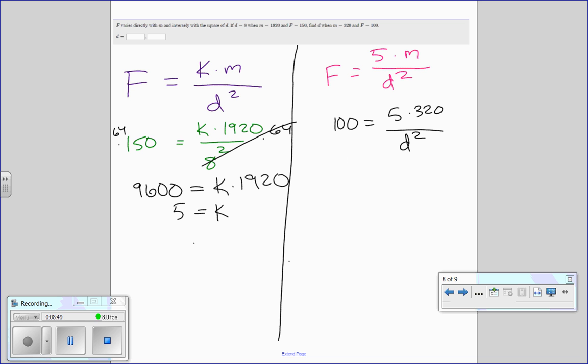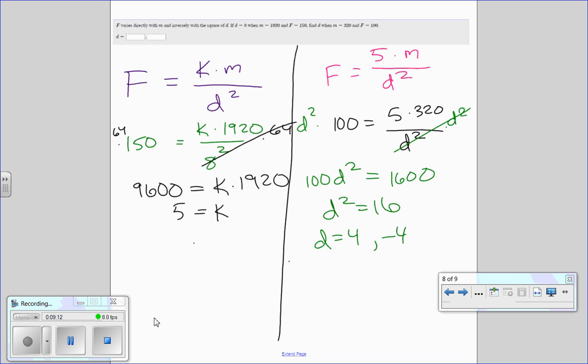I would multiply both sides by D squared just to get it out of the denominator. You don't like to have variables in the denominator. Then I got 100 D squared equals, let's just do the 5 times the 320, 1600. When I divide both sides by 100, I would get 16. And then when I would square root, I'd get positive 4 and negative 4. And that's why there's 2 boxes up there. 1 box for positive 4 and 1 box for negative 4.